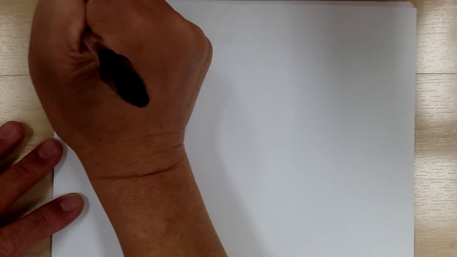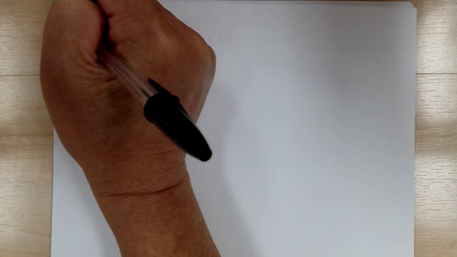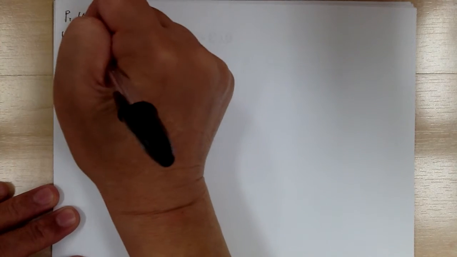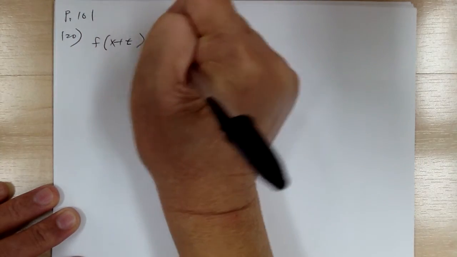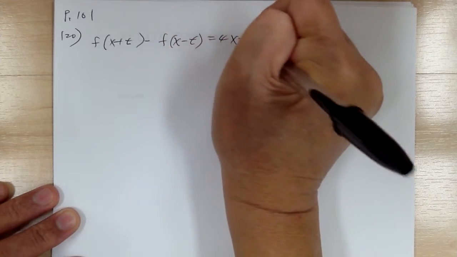Okay, let's go to the next one. Okay, solve the functional equation f of x plus t minus f of x minus t equal to 4xt.